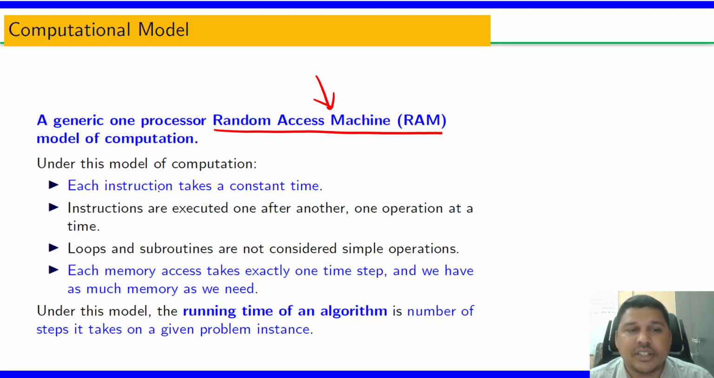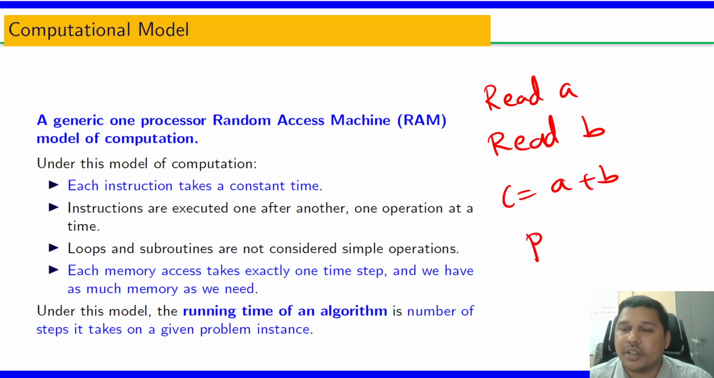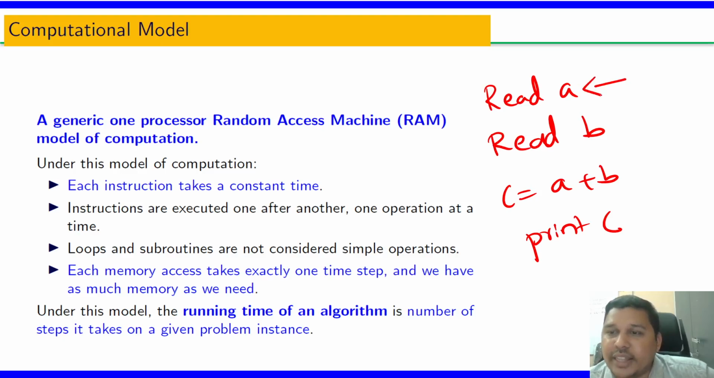First one, each instruction takes a constant time. Each instruction executes in one step. Suppose I have an algorithm, I will write a simple algorithm here: read a, read b, then c equal to a plus b, then print c. Okay, so this is an algorithm, right? When I run this, how many times will each instruction be executed?